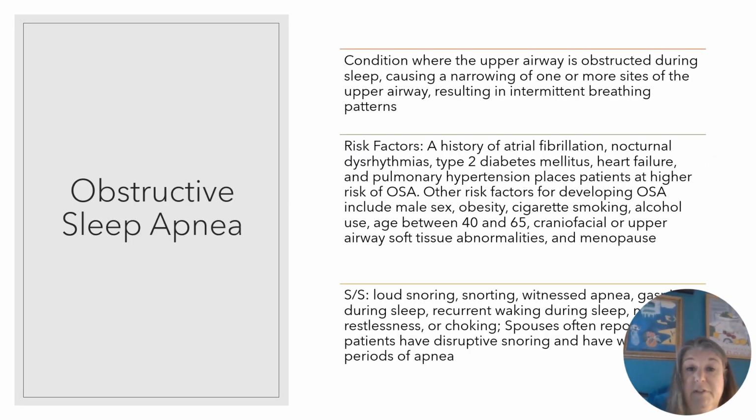This talks about obstructive sleep apnea. So obstructive sleep apnea is a condition where the upper airway is obstructed during sleep. This causes a narrowing of one or more sites of the upper airway. And what happens is these people end up with these intermittent breathing patterns. If you've ever slept next to somebody with sleep apnea, it's super crazy because they will literally stop breathing. And then you're not sleeping so great because you're like, is he dead? Who knows, right? So they end up with these intermittent breathing patterns.